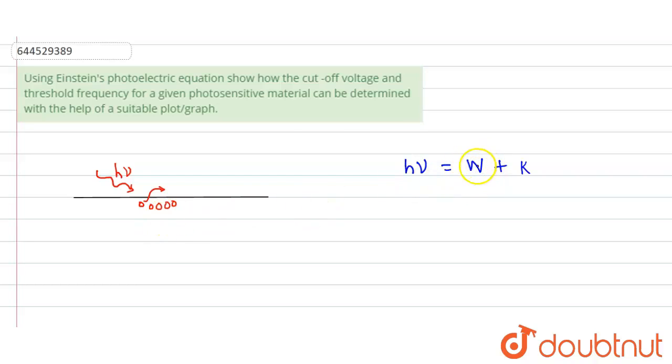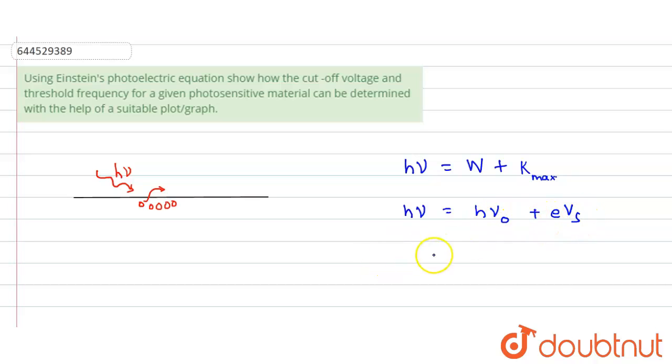The work function is the minimum energy given to a photon so that the ejection takes place, and it is represented in terms of nu naught, where nu naught is the threshold frequency, and this is the maximum kinetic energy of the electron. Now to get the value of the maximum kinetic energy of the electron, how do we measure it? We measure it with the help of the cutoff voltage, and it turns out to be e into Vs, where Vs is the cutoff voltage, nu is the frequency, and nu naught is the threshold frequency.